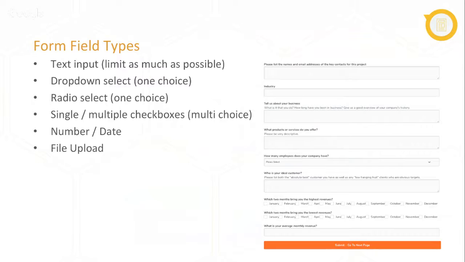In the case of this particular piece of content, how many employees does your company have? That's a drop-down, and you can select one, and it's a number of ranges. Which two months bring you the highest revenues? So you're going to click two of those. And likewise, which bring you the lowest revenues. That way we know if your business has seasonality. Then you can also offer a file upload and let them upload their business logo, their content, if they have a PDF form that they've filled out, or other information. That's a great way to collect that information.